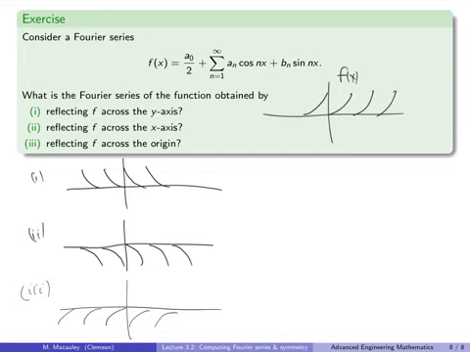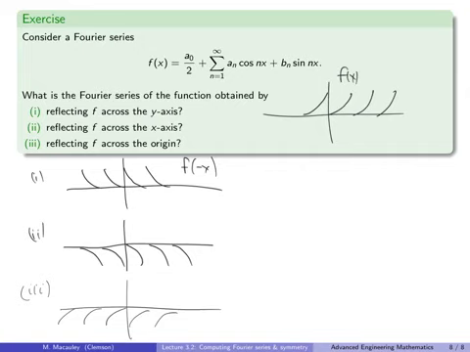Suppose we know the Fourier series of this function here. What is the Fourier series of these three functions, these reflections of them? I'm going to answer that very straightforwardly. This is a good exercise because it's a test to see whether you understand this. So what is this function, first of all, if it's reflected across the y-axis? I claim that this function is f of negative x. See that? f of negative x takes this and reflects it across the y-axis.